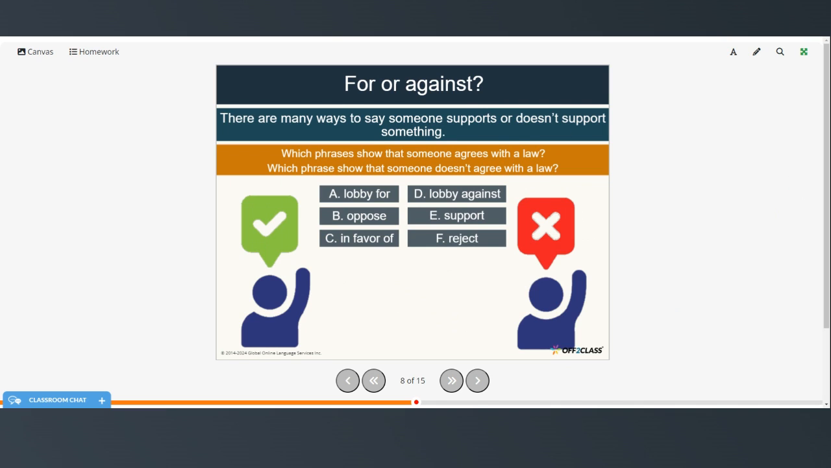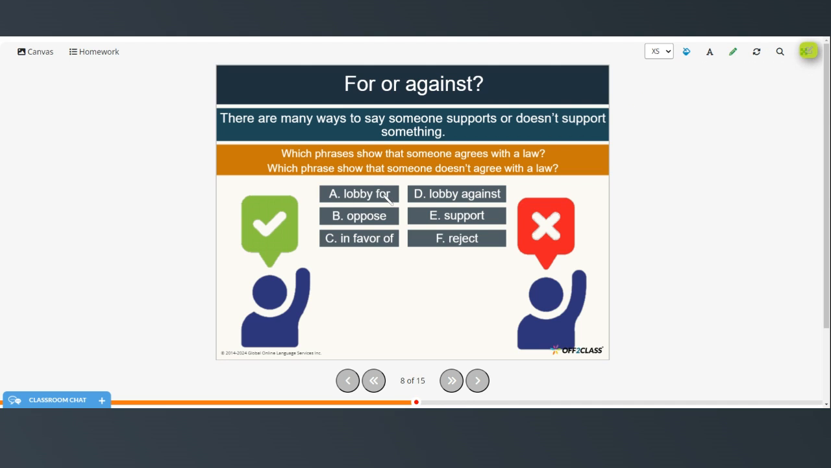All right, there are many ways to say that someone supports or doesn't support something. So what phrase shows that someone agrees with a law, and which ones show that they don't agree? So go ahead and look at those for a few minutes, and then restart when you're ready to check your answers.